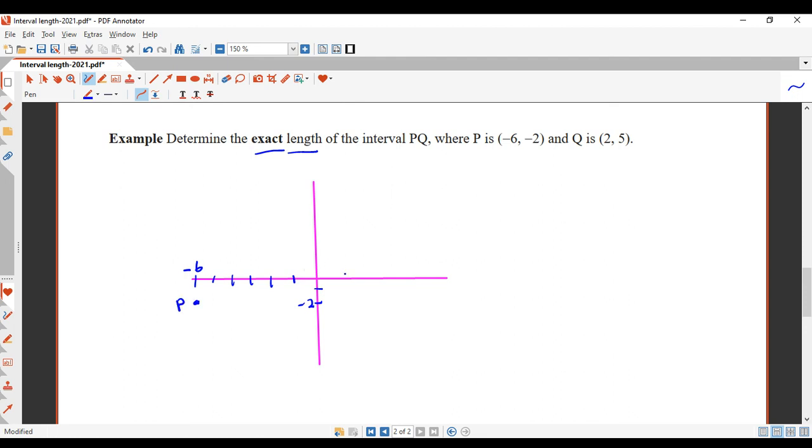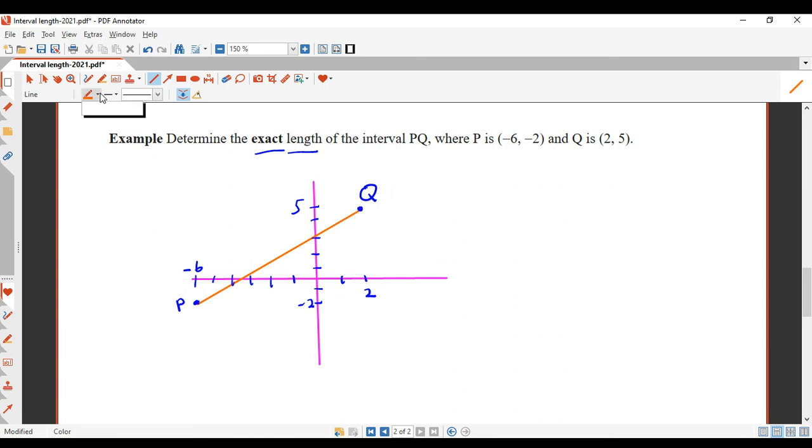Okay. Then 2, 5. So 2, 5, 1, there's 2, and then 5. 1, 2, 3, 4, 5. Okay, so roughly plotting there. And that's my point Q. All right, so what I'm going to do then is draw a line from P to Q. All right, so that's the distance I've got to try and find.